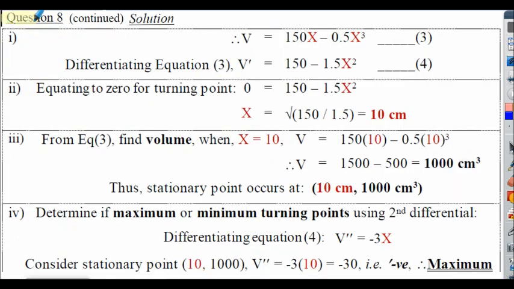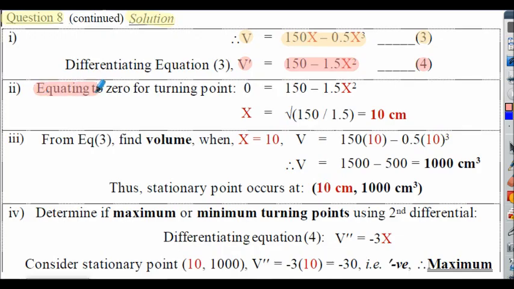Here's question 8, solution continued. So just recapping from the previous slide, volume, call that equation 3 for reference. We differentiate equation 3, get V dash here, dV by dx in other words, shown here. Standard form, ax to the n, call that equation 4.